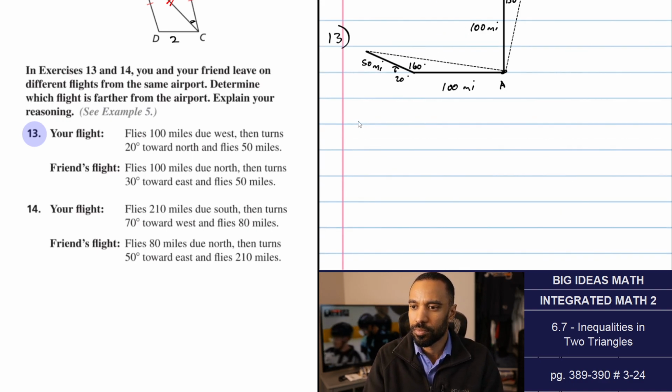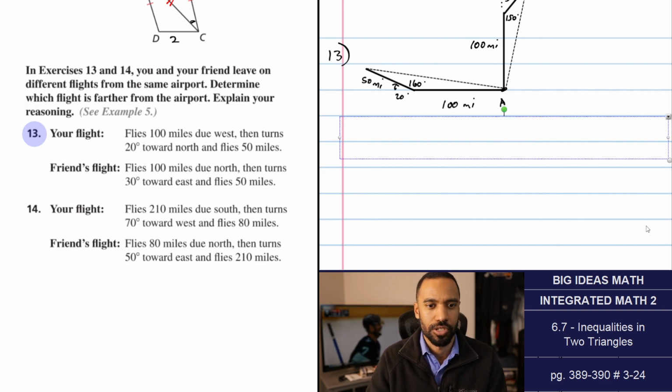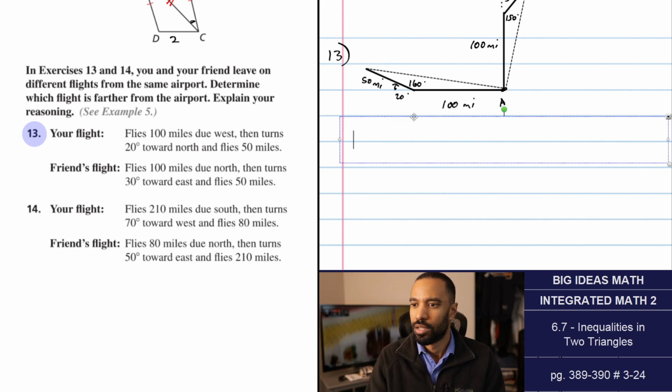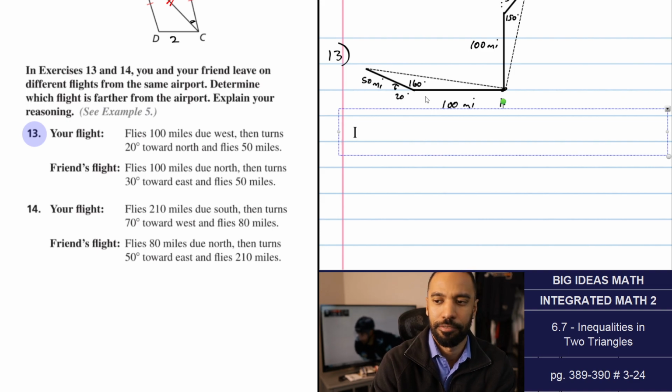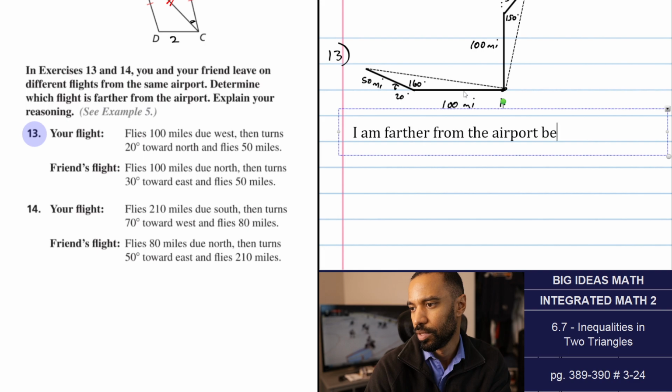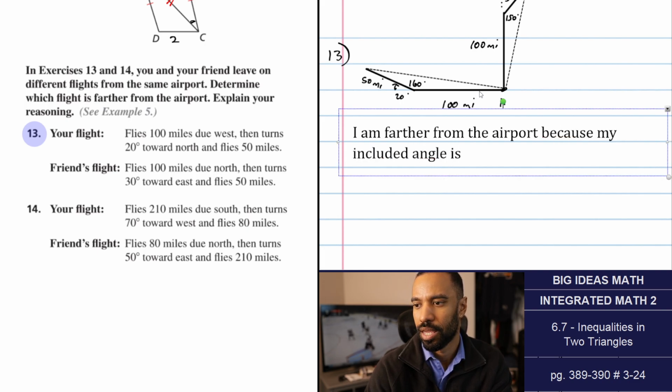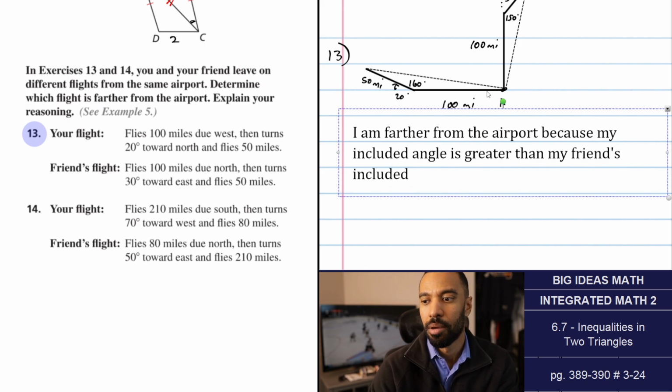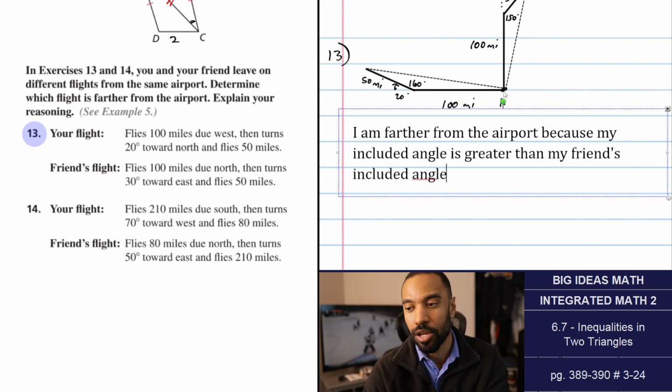So because this is your flight, I am farther from the airport because my included angle is greater than my friend's included angle. Basically, that angle of rotation. My angle, actually, here, I take it back. My angle of rotation was less, but my angle in my triangle is greater by the hinge theorem.